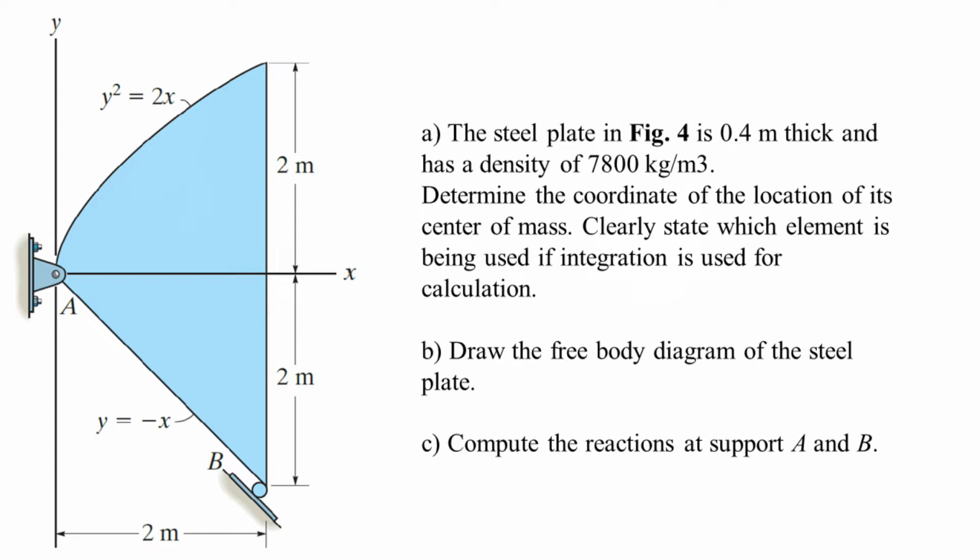Clearly state which element is being used if integration is used for calculation, right? So the question actually hinted already that you have to use integration to solve that one. And then part B, draw the free body diagram of the steel plate, and part C, compute the reaction at supports A and B, right? So if you understand this question, the parts related to our chapter today are parts B and C. Draw the free body diagram, which we actually had in the previous tutorial, and then compute the support reaction, which we are covering today.